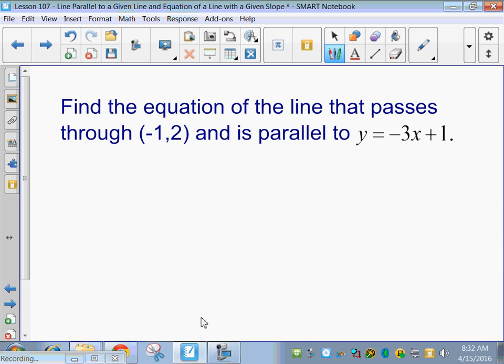All right, so find the equation of the line that passes through negative 1, 2, and is parallel to y equals negative 3x plus 1. So we're going to write down the point that they give us, the line that they give us, and maybe you should write, like, find a parallel line, so you know you're doing parallel lines in your notes.